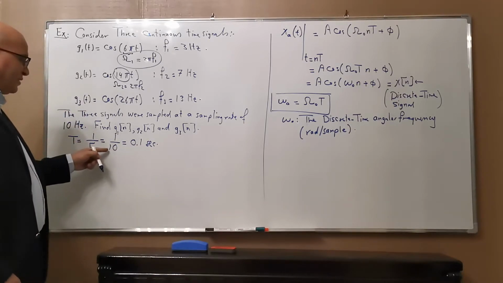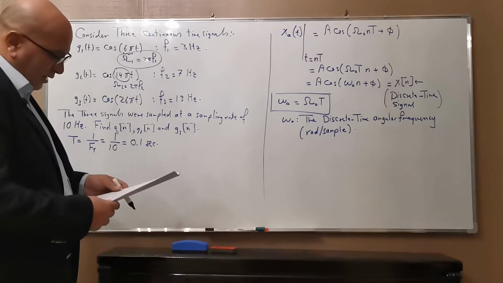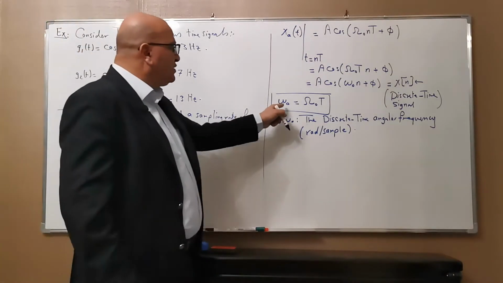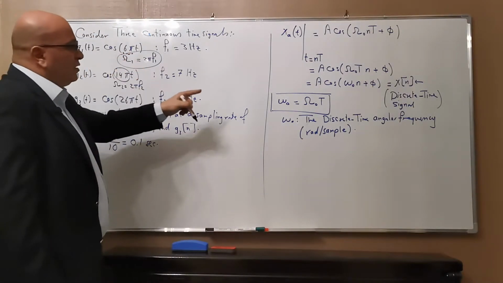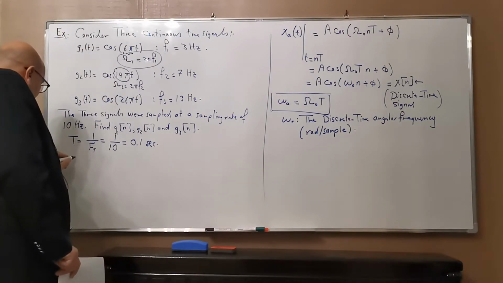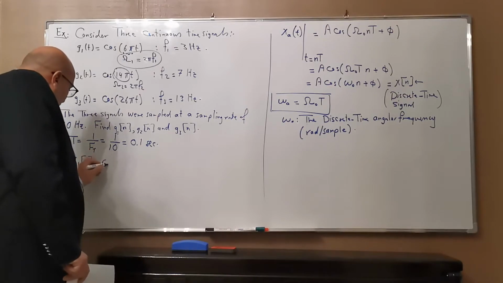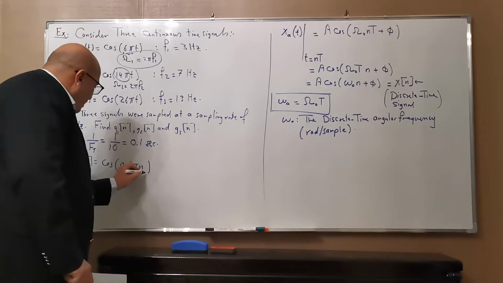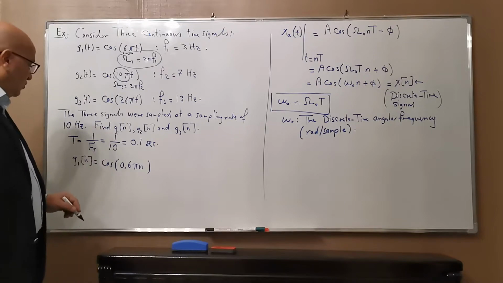So our sampling rate is 10 samples per second, or the sampling period is equal to 0.1. If we apply this rule, omega 1 is 6 pi times 0.1, so it's equal to 0.6 pi. So g1 of n is equal to cosine 0.6 pi n. So this is my g1 of n.